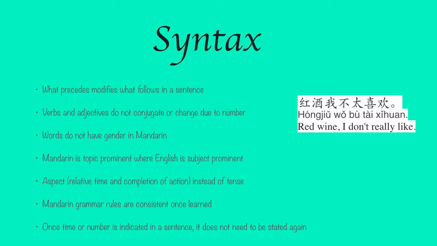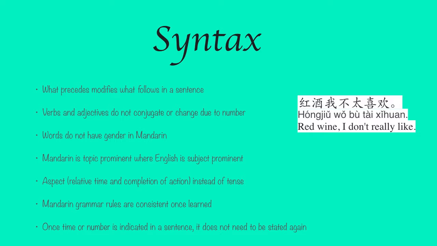Aspect is relative to time and completion of an action instead of tenses. So an example of this would be in English if you say, last year I went to China and saw the Great Wall. Instead, in Mandarin Chinese, you would say, last year I went to China, or last year I went to China and I see. You would not change the second verb, nor would you change the first. So last year I go and I see.